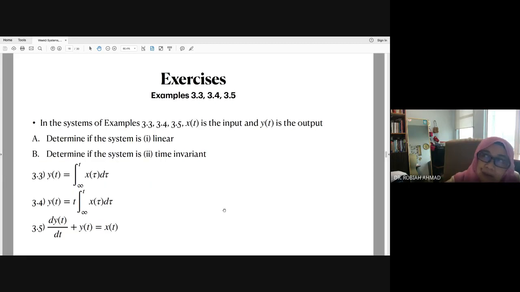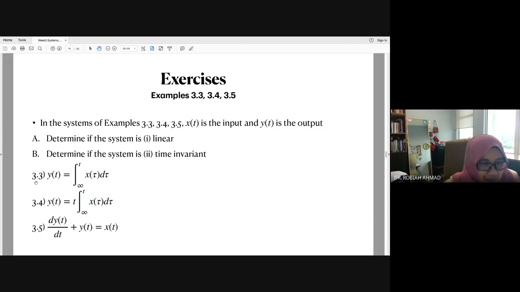Saya rasa, because kita nak buat beberapa exercise on LTI nanti, superposition. So I give you some questions here. Example, this is from textbooks. Example 3.3, 3.4 and 3.5. The same thing with x(t) is the input and y(t) is the output. So with this type of equation defined by given.